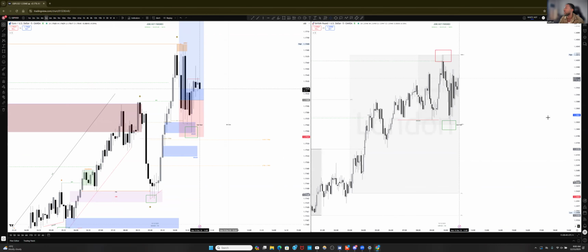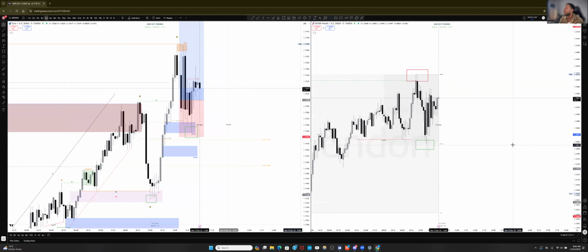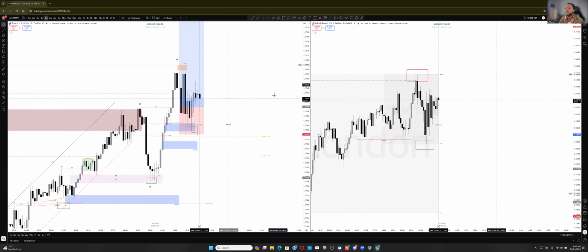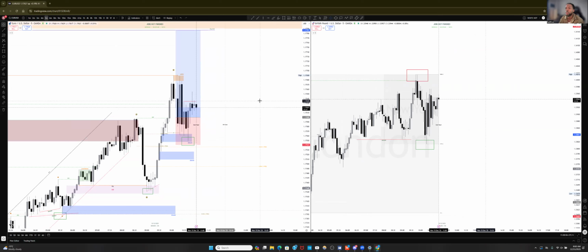and let price finish off the bearish move, or we can just accept, you know what, just let it hit the stop loss instead. But it's just one of those calls, honestly.